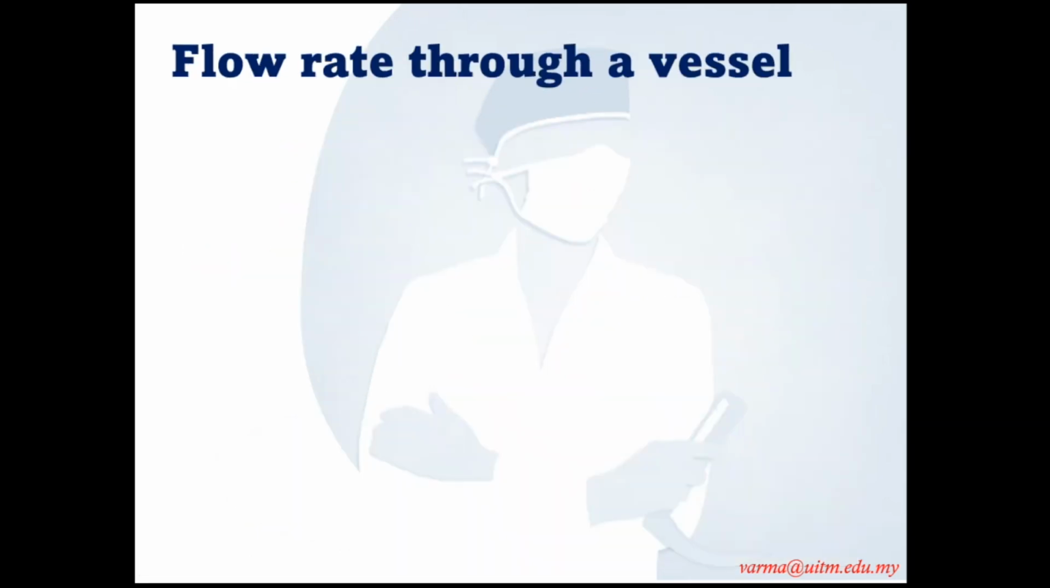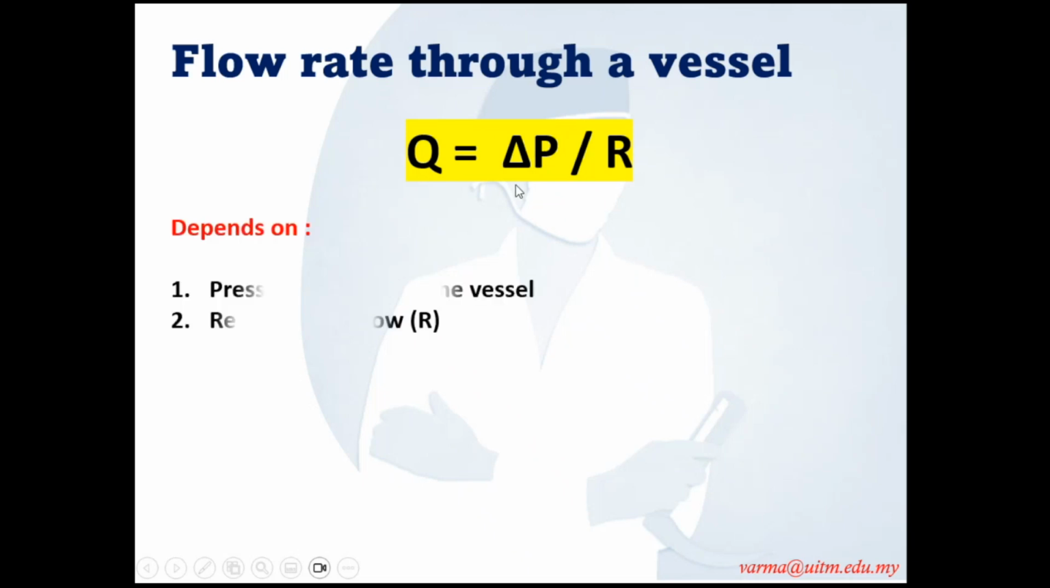Okay. Next, we talk about the flow rate through a vessel. We are talking about so much of the flow, so what are the determinant factors? We only talked about pressure now. The pressure gradient is the important factor to maintain flow through a vessel, and also the resistance. Same equation: flow is equivalent to pressure gradient divided by resistance. It depends on the pressure drop along the vessel and the resistance to the flow. Very simple from the equation itself.